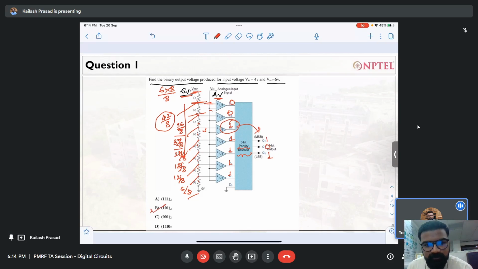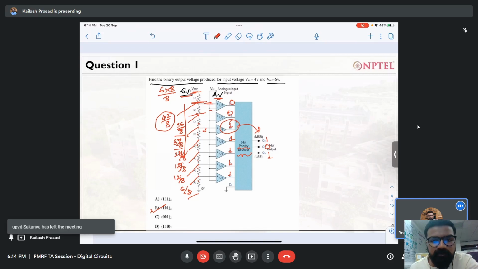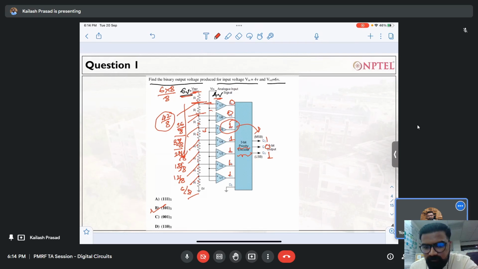Everybody is clear on this part? You can write yes or no, or you can speak up if you are not clear. Hello. Can you type if you are clear or not? Yes or no? Sir, the last part, sir. The last part means this one, or the priority encoder? Okay, the priority encoder.